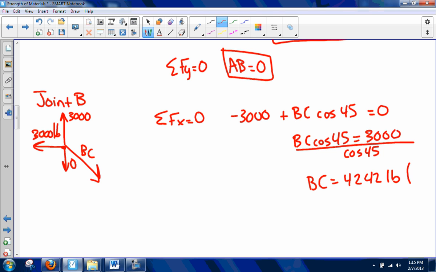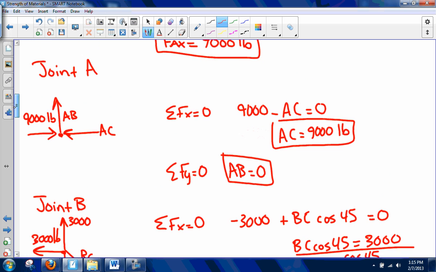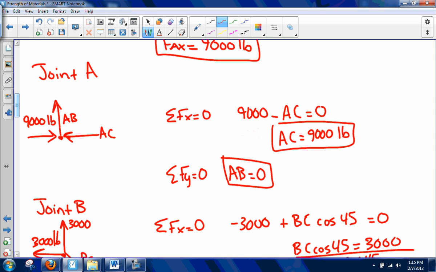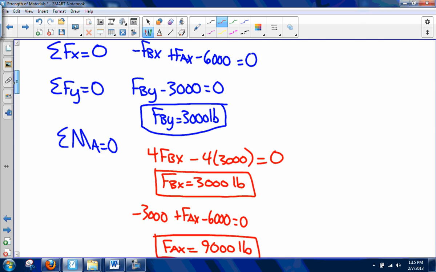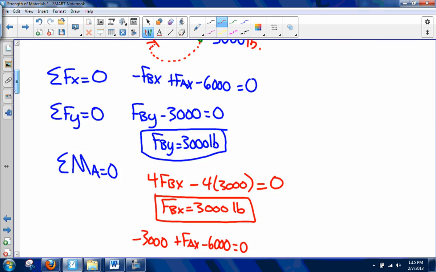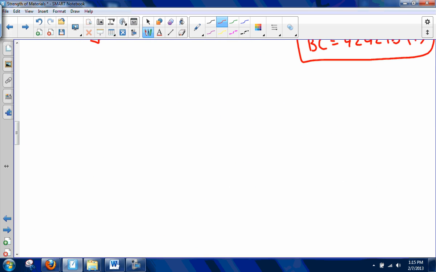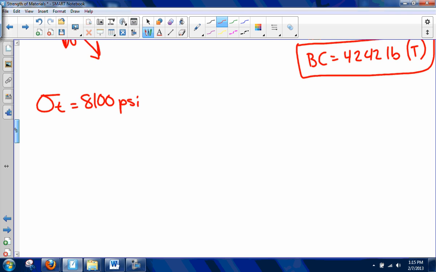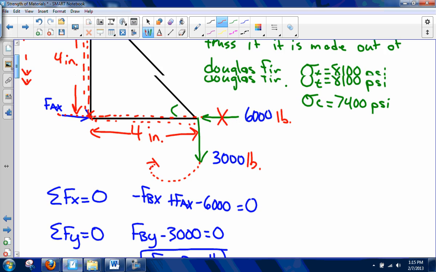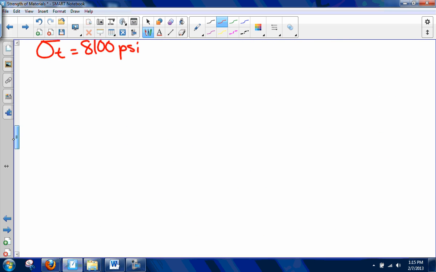Now, I drew it in tension. I got a positive number. That means this also has to be in tension. I go back, make sure I labeled the other one as compression. AC, I drew in compression. It was compression. Got a positive number. Now, I got to use the things that I was given. I started out with a sigma tension of 8,100 PSI, and sigma compression is 7,400 PSI.